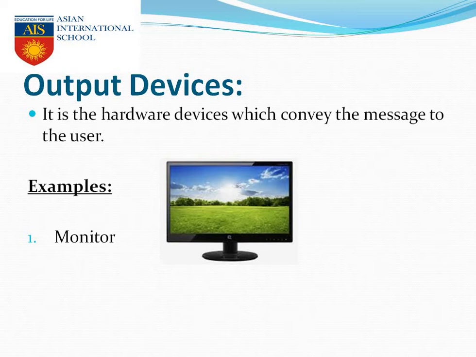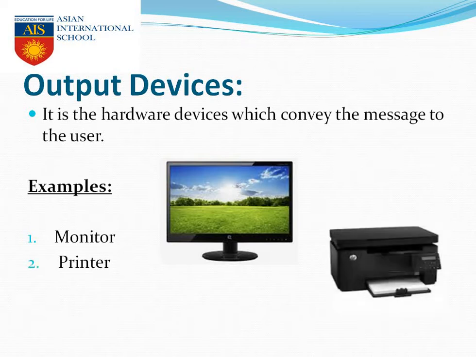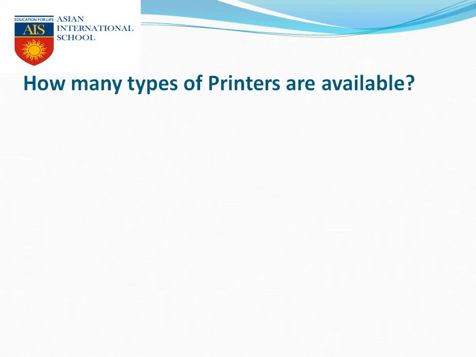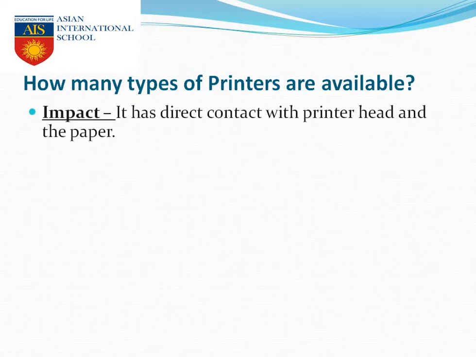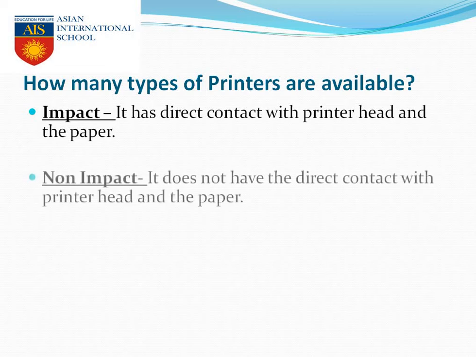Now the next output device that comes to our mind is the printer. What is the purpose of a printer? It is also a hardware device which we use to print information on paper. Now a printer can be of different types. A printer can be an impact printer or a non-impact printer. What is an impact printer? It has direct contact between the printer head and the paper.